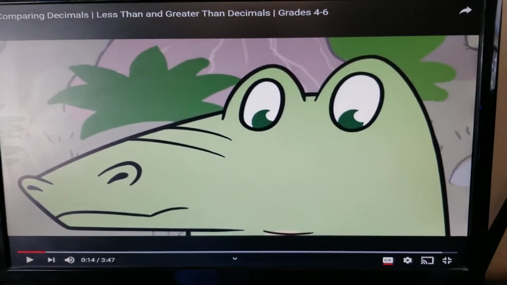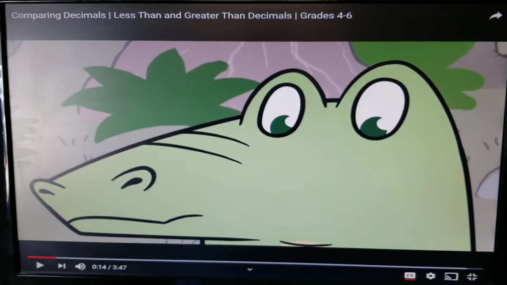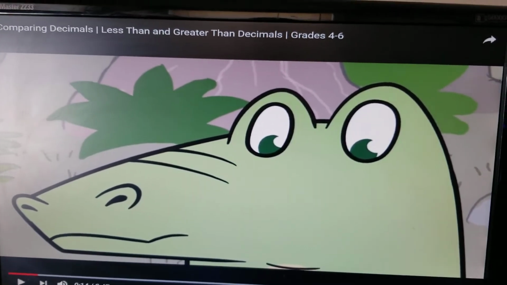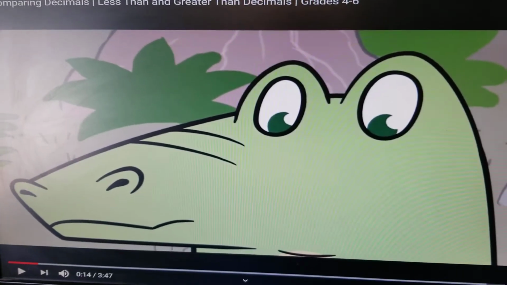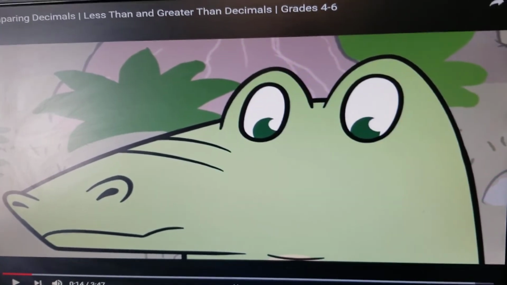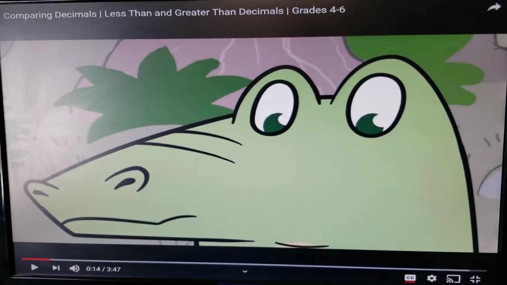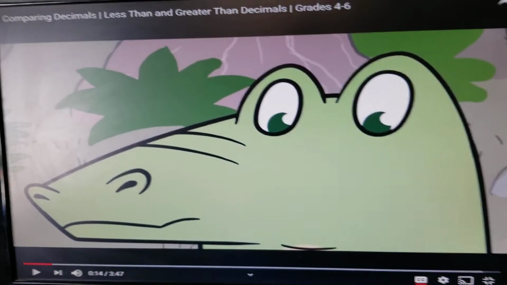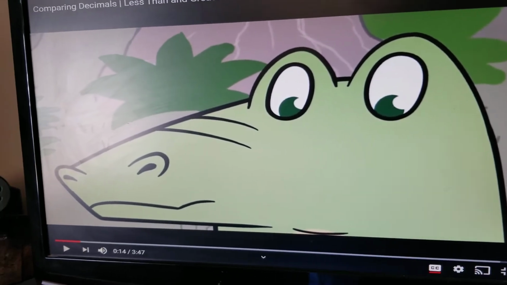Hi, SA2. This is our math lesson for Friday, April 3rd. So we are still comparing decimals, saying which decimal number is greater and which decimal number is smaller. So we're going to watch a video or a song about comparing decimals using the greater than and less than symbols.